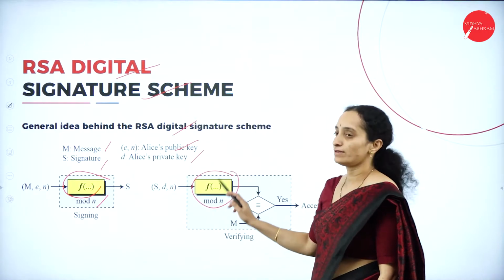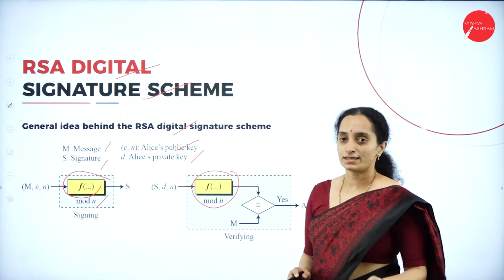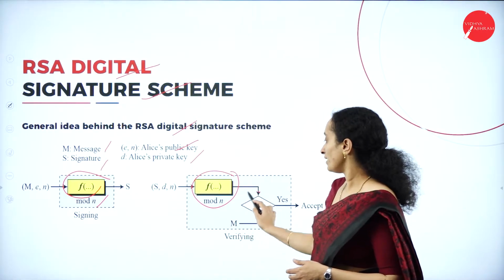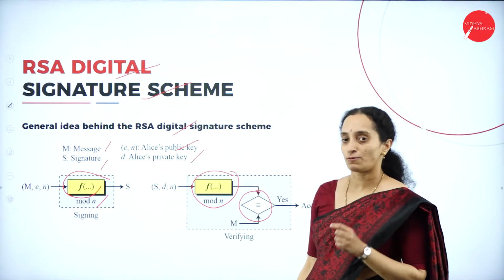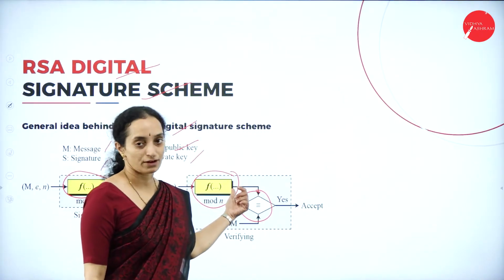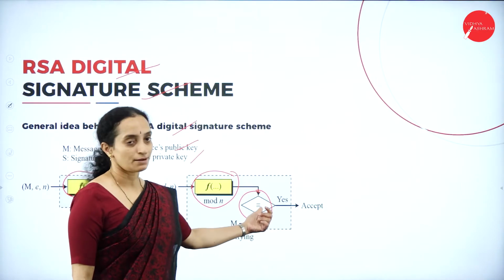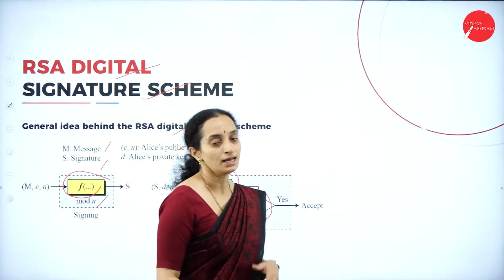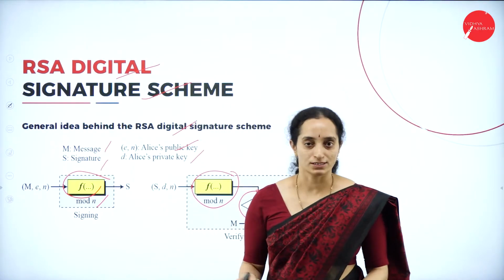So it will be with the sender to send the private and the public key. A congruent operation is applied over the received function along with the message. If it returns yes, the message will be accepted, else the message will be rejected.